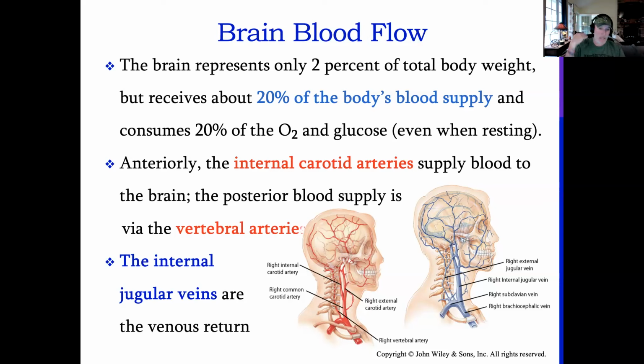Then if we had blockage to the back left artery, then the back left part of the brain wouldn't receive any blood. But because of this circle of Willis, which when you get into A&P2, you'll talk about the circle of Willis, it's kind of a built-in safety mechanism to make sure that the brain is constantly receiving blood if there's blockage or damage to one of those arteries.